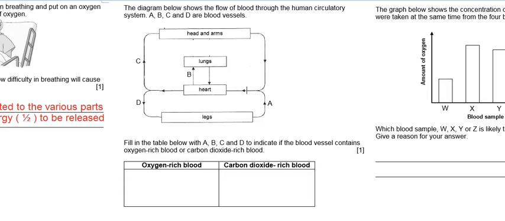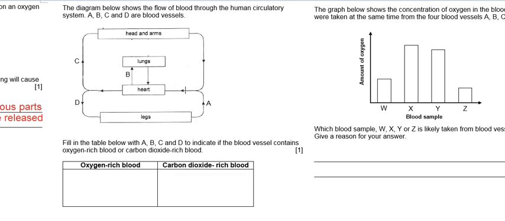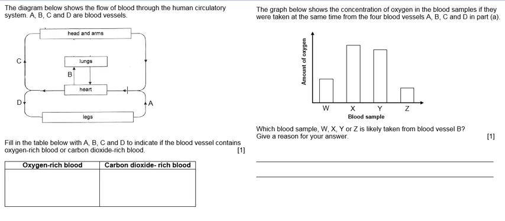The diagram below shows the flow of blood through the human circulatory system. A, B, C, and D are blood vessels. So we have the lungs transporting blood to the heart. The heart is, of course, in charge of pumping blood all over the body, but some blood from the lungs will be given to the heart, and from the heart, it is transported to all other parts of the body.